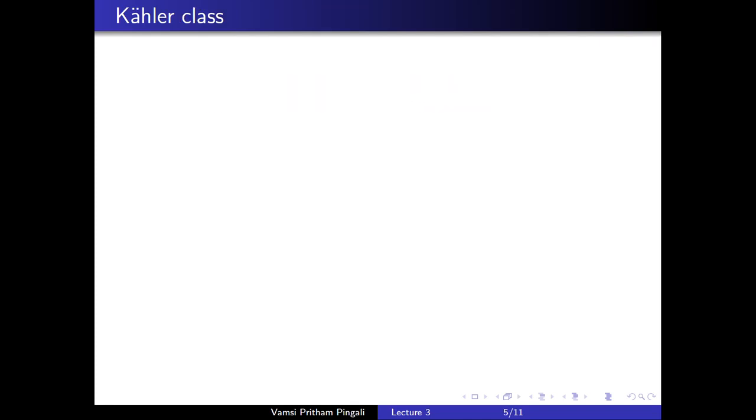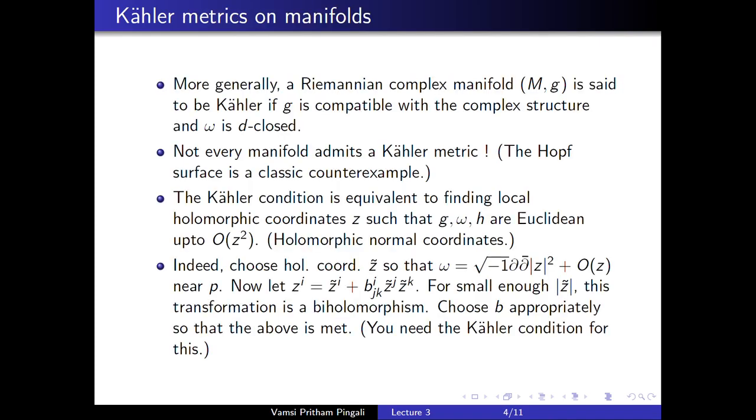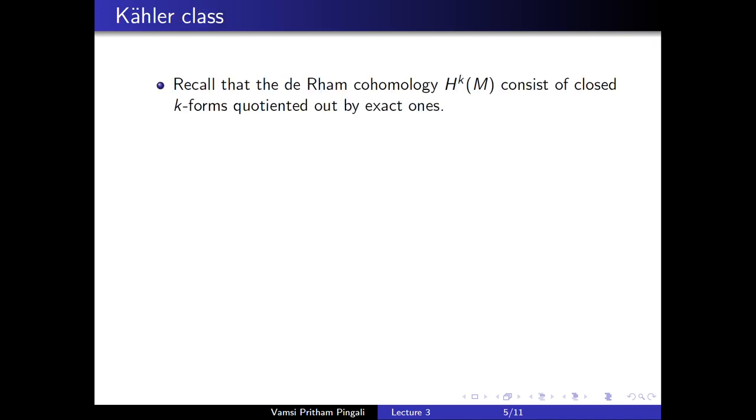Okay, so notice that for a Kähler manifold, the form omega is closed, right? A natural question is, is every closed form exact? Of course, since I'm assuming that you know differential geometry, I hope you know what de Rham cohomology is. The de Rham cohomology consists of closed forms quotiented out by exact ones. Not every closed form is exact.